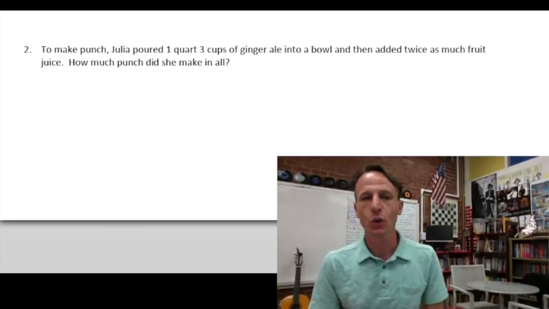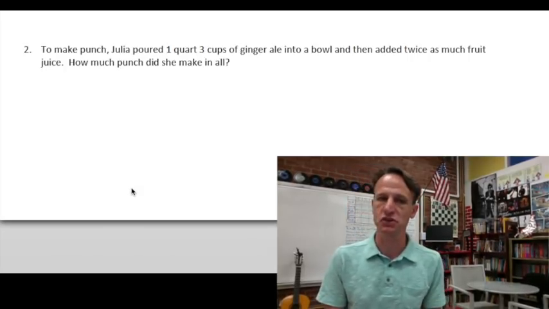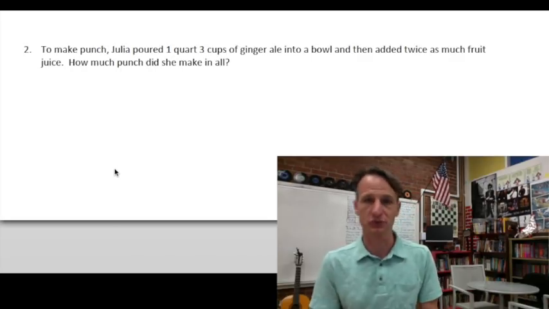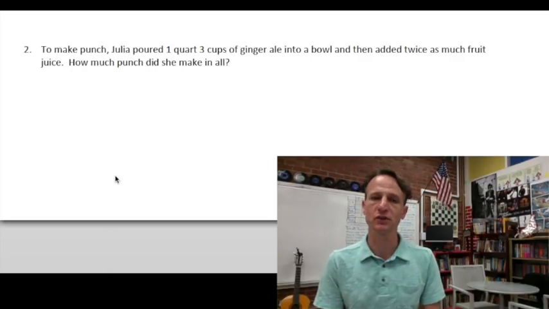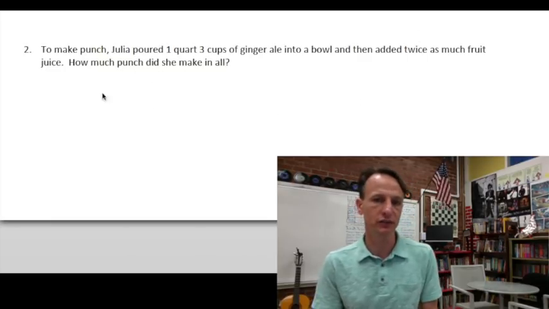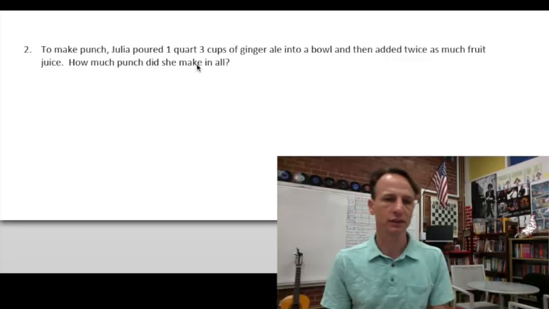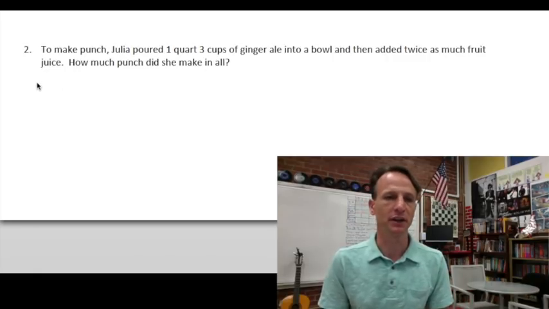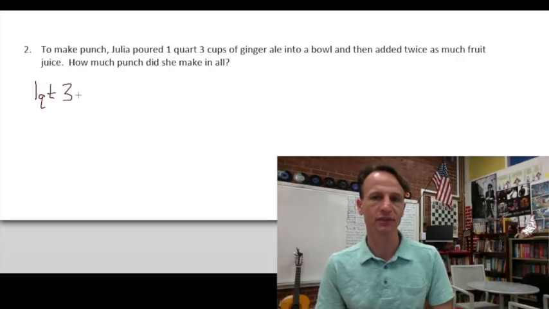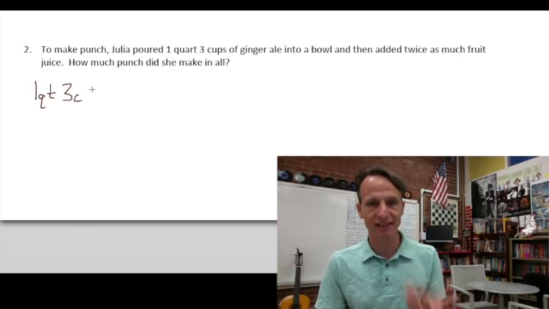She poured 1 quart, 3 cups of ginger ale into a bowl, and then added twice as much fruit juice. Good recipe there, you might want to try it. And how much punch did she make in all? Okay, so we're adding 1 quart, and I'm going to keep it in that burgundy color, by the way, because I dig it right now. 1 quart, 3 cups, and now she's going to add twice as much fruit juice.